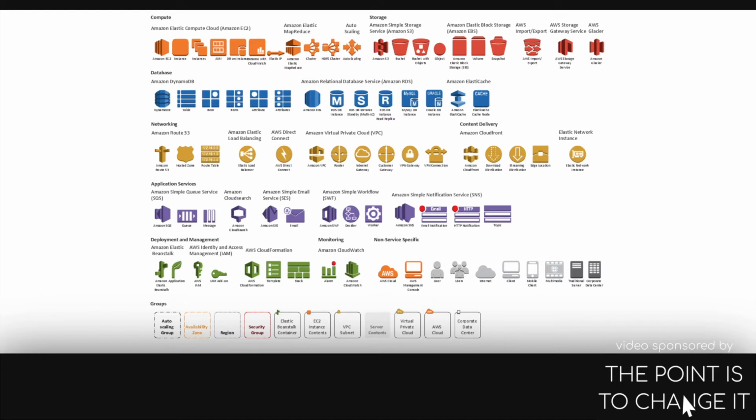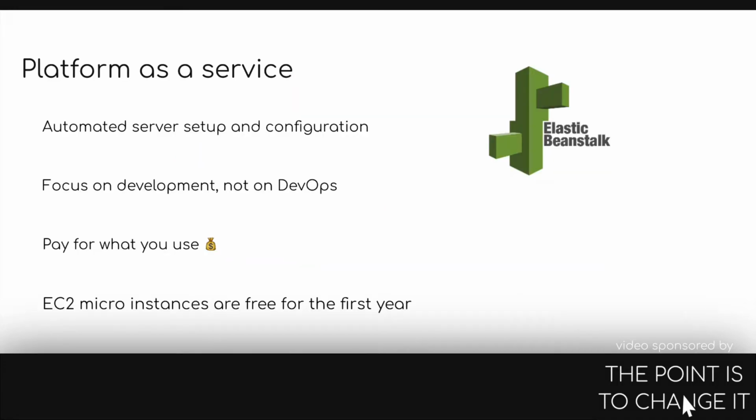So in this video, I'll be covering Elastic Beanstalk. Beanstalk is a platform as a service. This means that AWS handles server setup, configuration, and resource allocation for you. It allows you to deploy your code quickly and focus on development, not on DevOps. With Beanstalk, there's no upfront cost. You only pay for what you use, and you can configure it to use only micro EC2 instances, which are free for the first year.